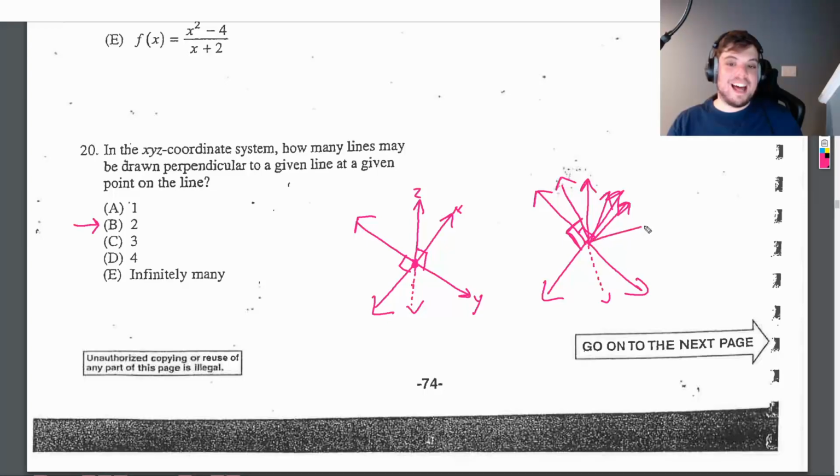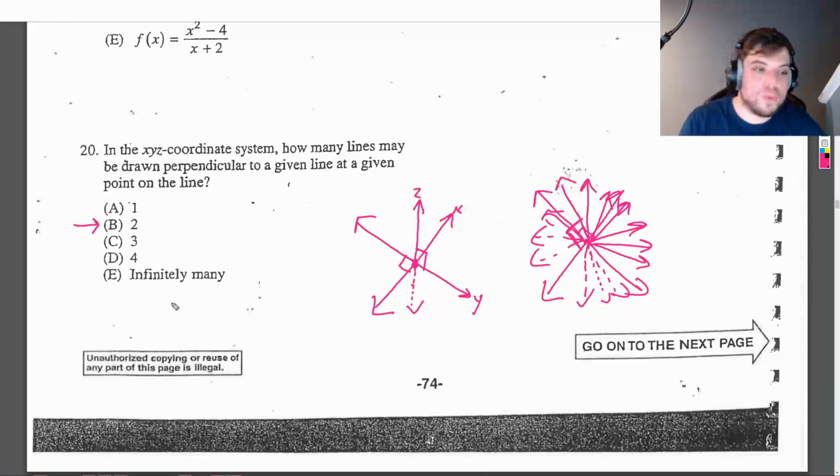There are a lot of angles to rotate this line through. In this way, there are infinitely many different perpendicular lines that can be drawn perpendicular to a given point.